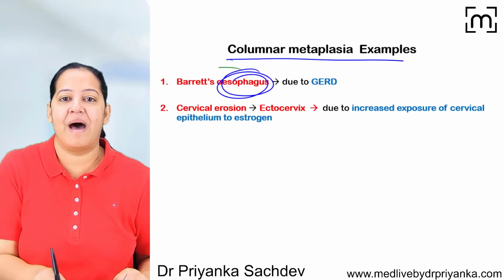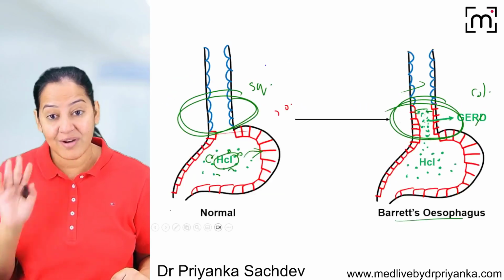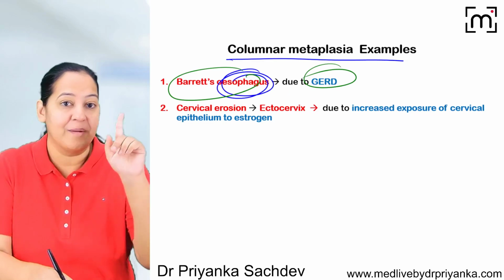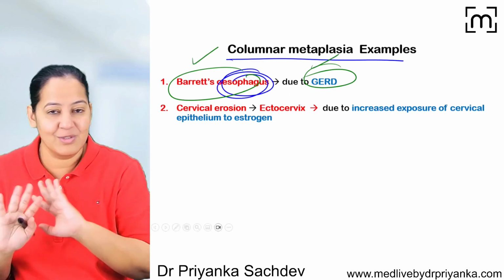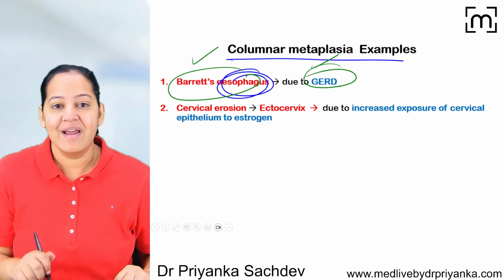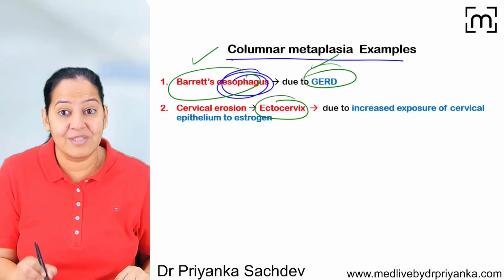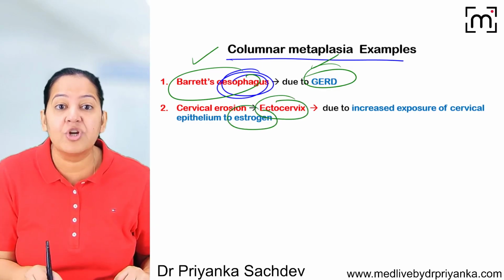The first example is Barrett esophagus due to GERD. This is for your understanding. In your exam, you have to write down just these words: Barrett esophagus due to GERD. That's it. You don't have to write the detail. And the next example, you already know, the ectocervix due to increased hormones, due to more estrogen during puberty.